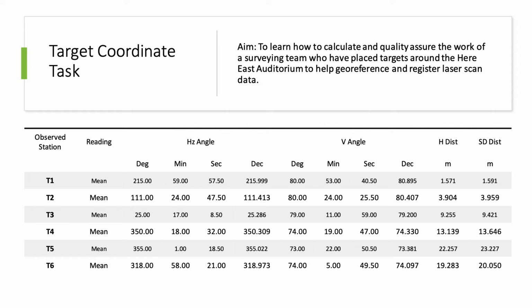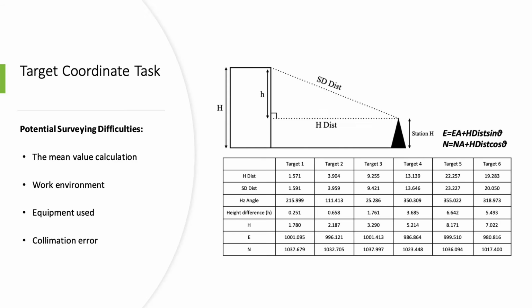Easting, northing, and height coordinates were computed for 6 targets by averaging horizontal and vertical angles, as well as horizontal and slope distances, which were then used for the calculations. Easting and northing are calculated using the formulas where the initial coordinates of the station are used with the horizontal distance of the target and the horizontal angle. The target height is calculated using the right triangle rule, where the height difference is calculated first and then added to the original station height to compute the target height.